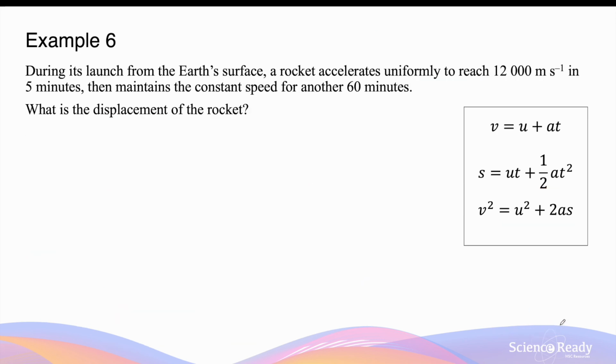During its launch from Earth's surface, a rocket accelerates uniformly to reach 12,000 meters per second in 5 minutes, and maintains the constant speed for another 60 minutes. What is the displacement of the rocket?